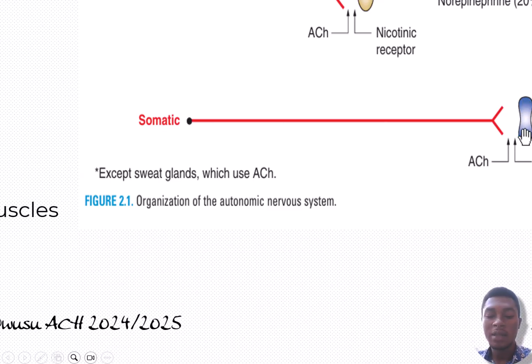There are nicotinic receptors, and that would tend to trigger contraction or relaxation. With an exception of sweat glands. The sweat glands are part of the sympathetic nervous system, but they are innervated by parasympathetic nerves, so they make use of acetylcholine instead of norepinephrine, or noradrenaline.